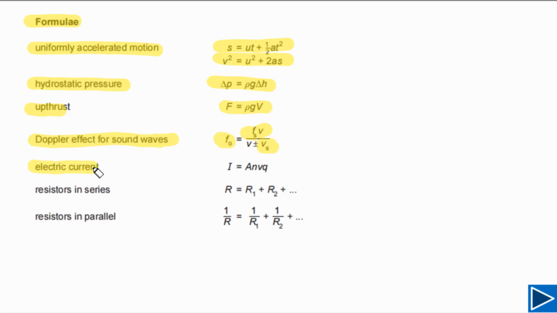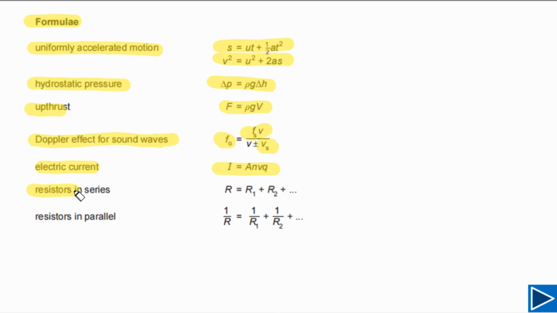Next one is for electric current. I = Anvq. This is also called the transport equation. I is current, A is the cross-sectional area, n is the number density, meaning the number of free electrons per unit volume, or number of charge carriers per unit volume. v is the drift velocity, and q is the charge on a single electron. Now you can say on a single charge carrier.